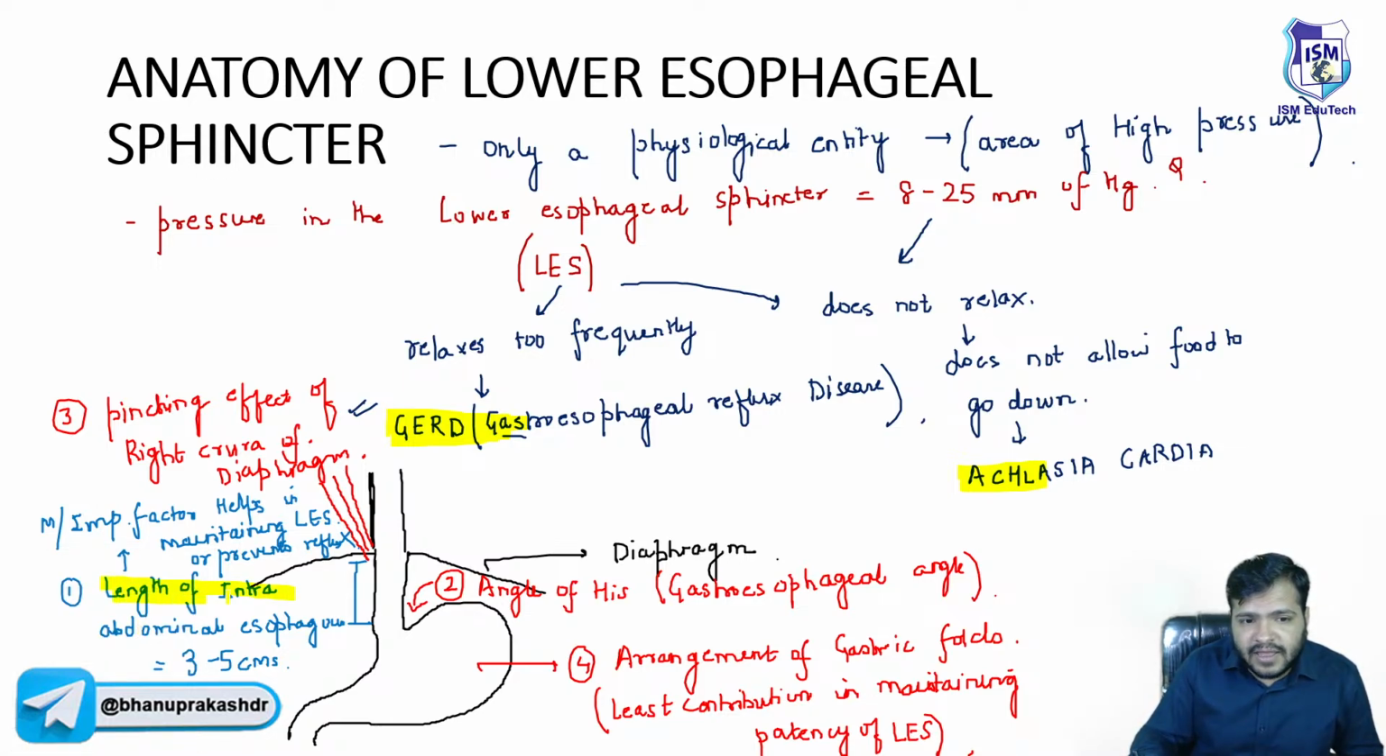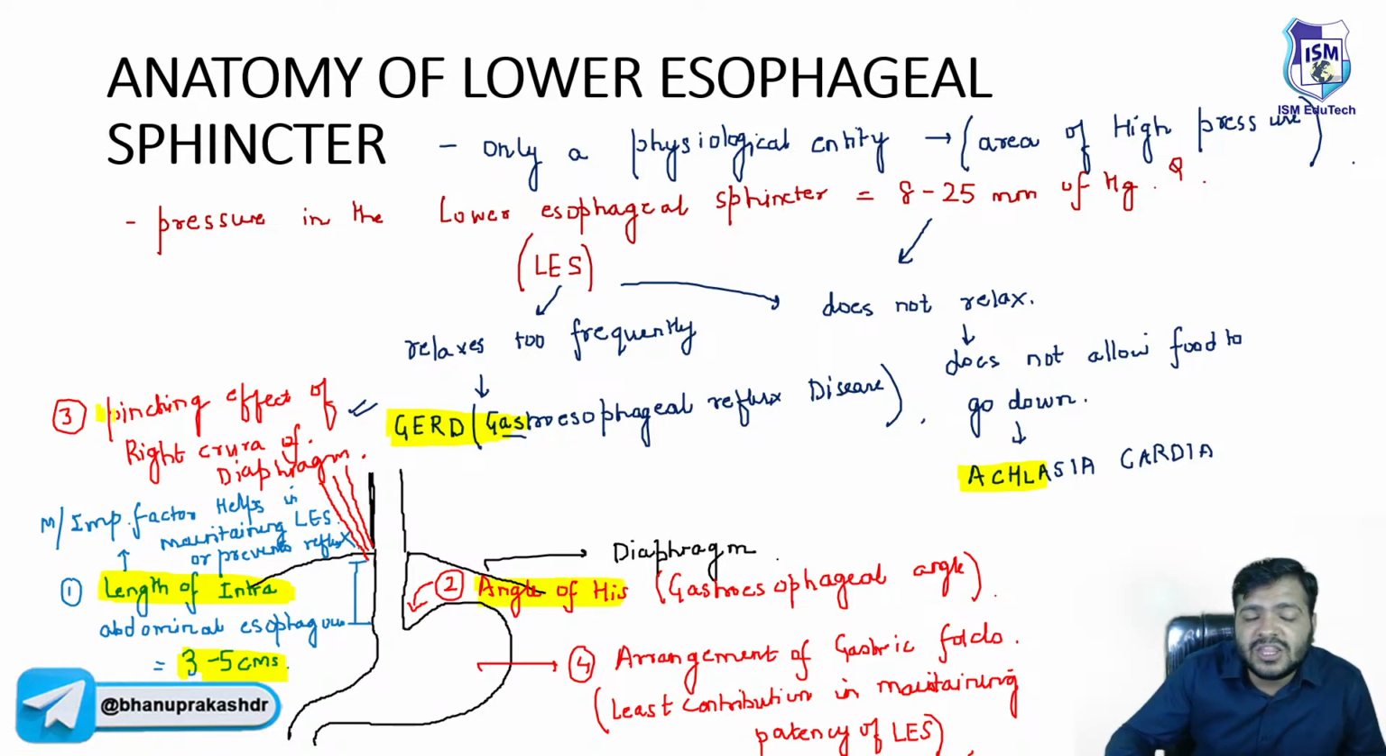The length of the intra-abdominal esophagus, 3 to 5 centimeter. If this length is short, or less than 2 centimeter, beta, it can result in a condition that is called GERD. If the pressure is less than 6 mm of Hg and the length is less than 2, it can result in GERD. The second most, it is the angle of His.